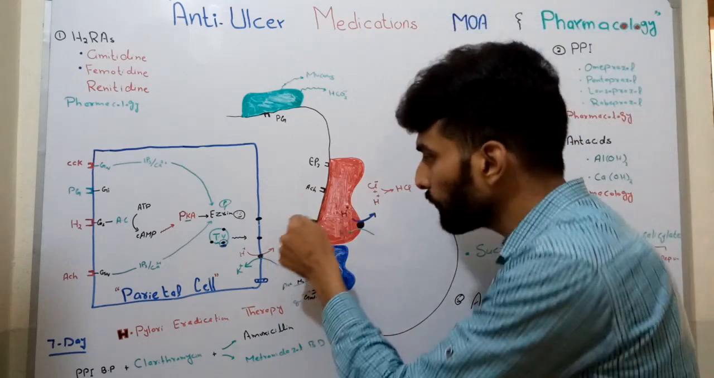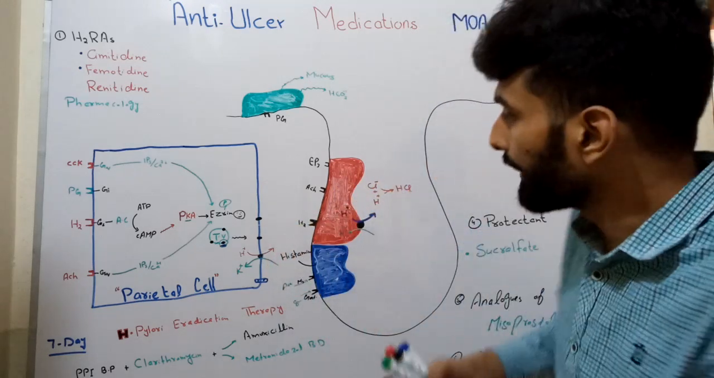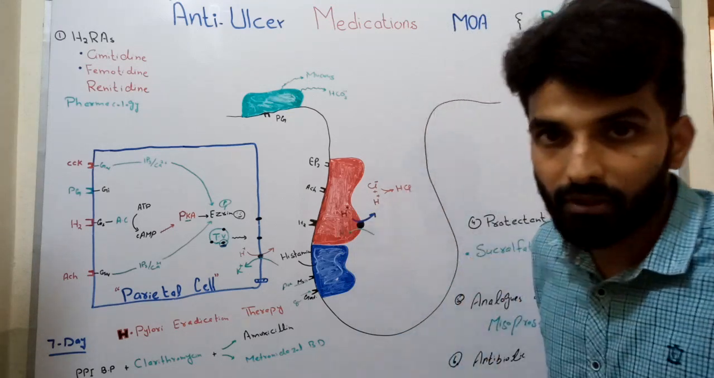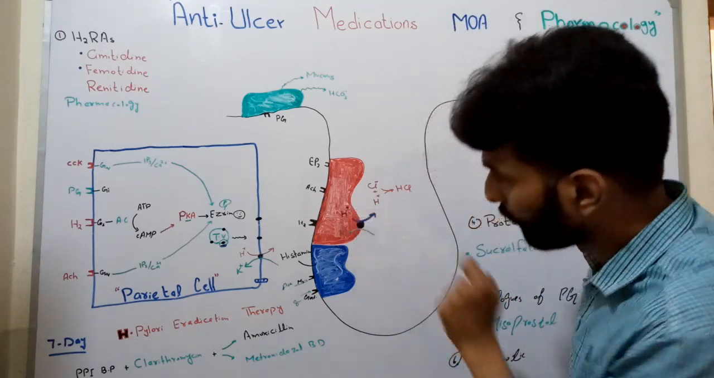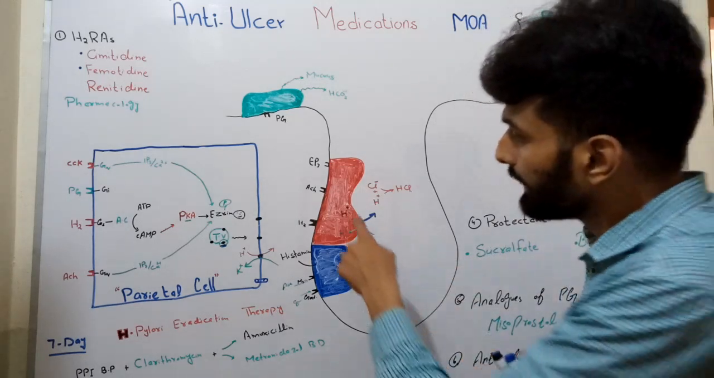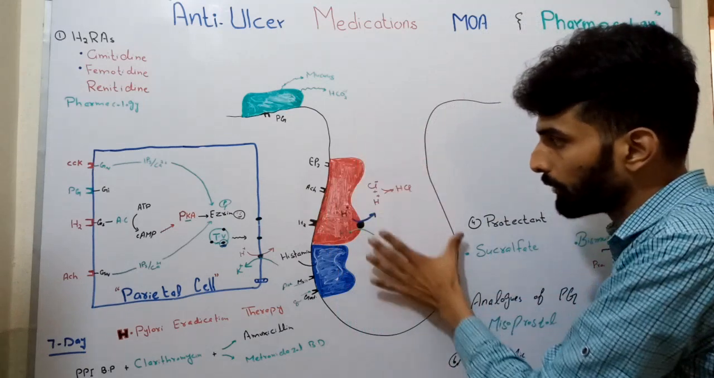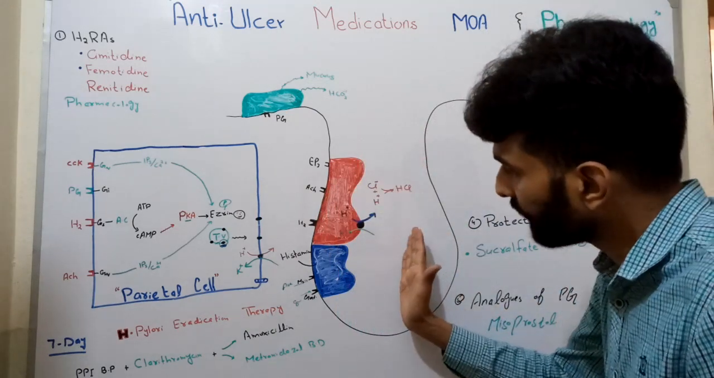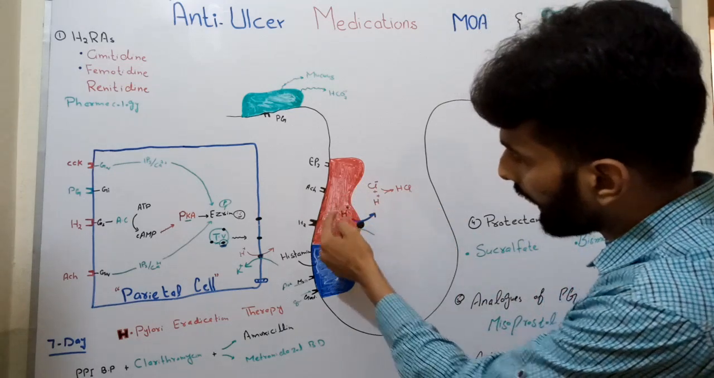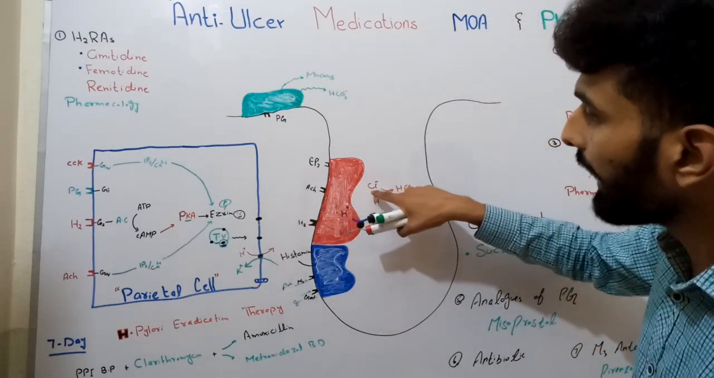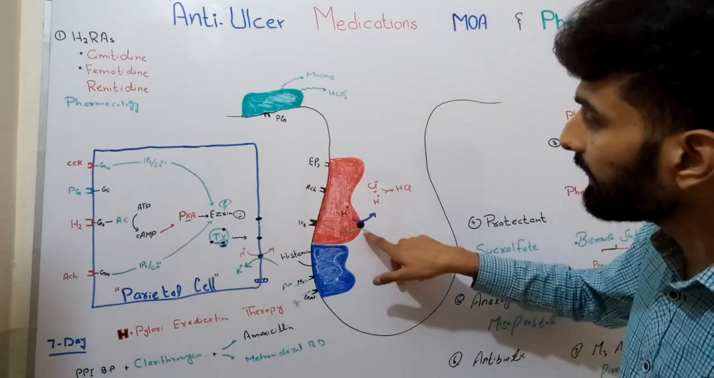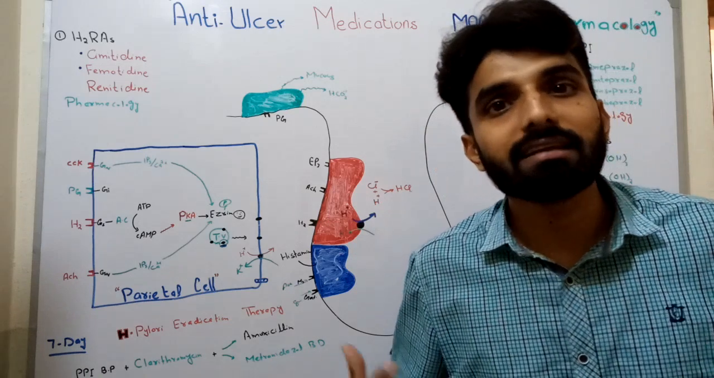And when histamine acts on the parietal cell, it will increase acid secretion from this proton pump, this potassium hydrogen ATPase pump. This pump is responsible for taking hydrogen out of the cell into the lumen of the GIT and taking potassium into the cell. When the hydrogen comes out of the cell, it will react with chlorine and form HCl. So this pump is responsible for the acid secretion.